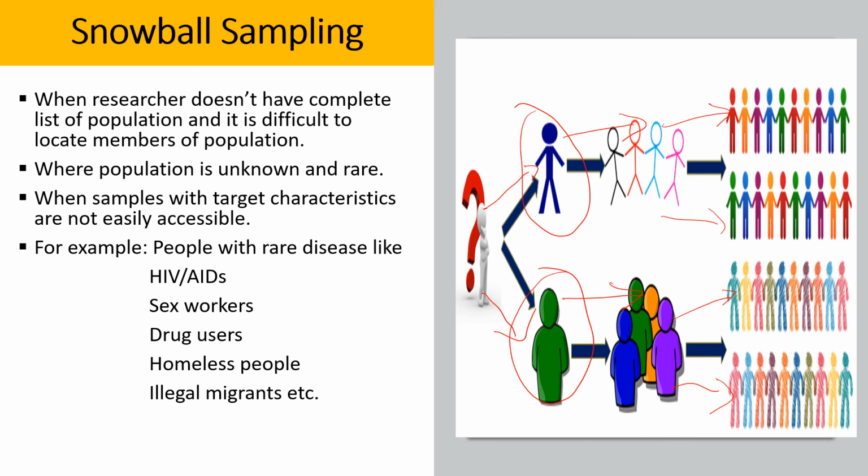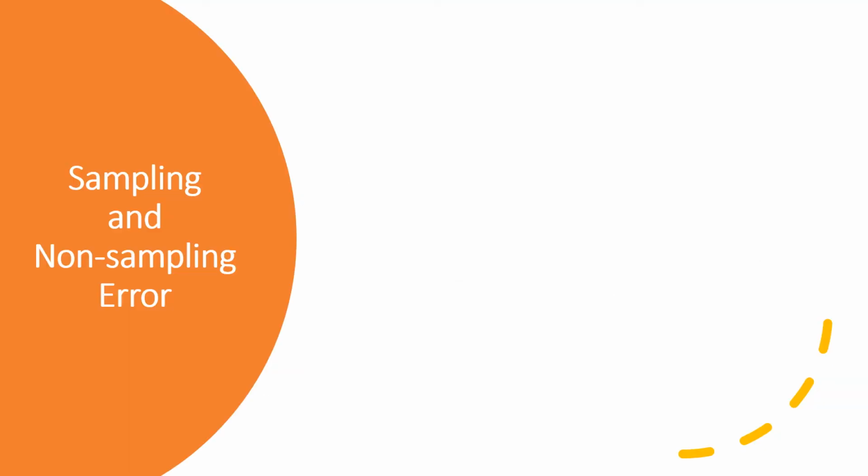Snowball sampling is used when the researcher does not have a complete list of the population or it is difficult to locate members of the population, when the population is unknown and rare, or when a sample with target characteristics is not easily accessible. For example, people with rare diseases like HIV/AIDS, sex workers, drug users, homeless people, illegal migrants, etc. This was all about sampling methods.